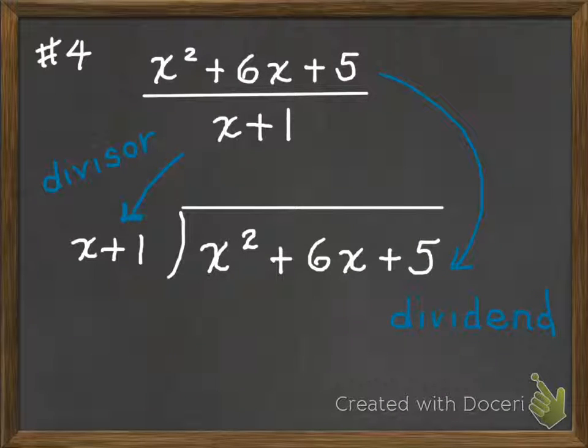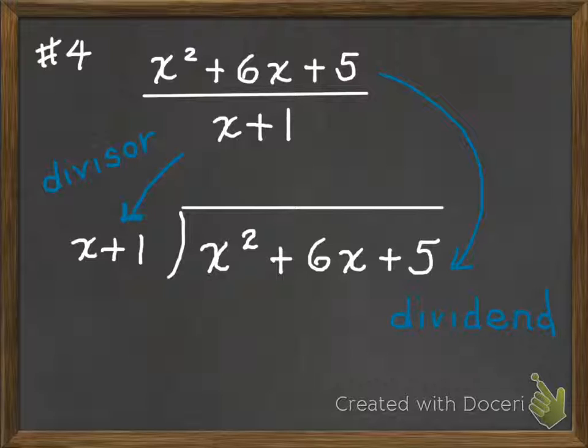Number 4. x squared plus 6x plus 5 divided by x plus 1. Now we're dividing a polynomial by a binomial. When this is the case, when we're not dividing by a monomial, we need to use long division.